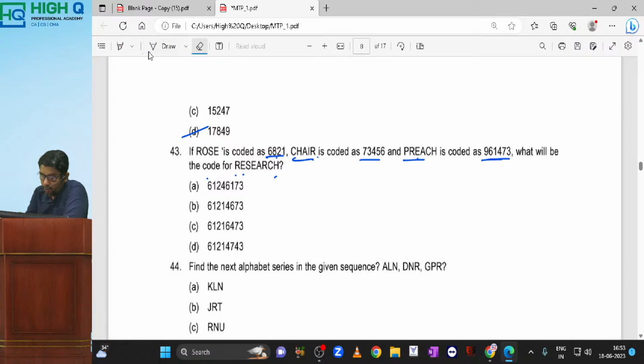I don't understand. Rose I missed. Rose is 6821. So research, R is what? 6. E 1. Next S. S is 2. Next one is E 1 again. A is here, which is nothing but third letter, 4. Correct? 61214. So only option B or option D. Okay, next one. RESEAR, R again, which is 6. Option B.